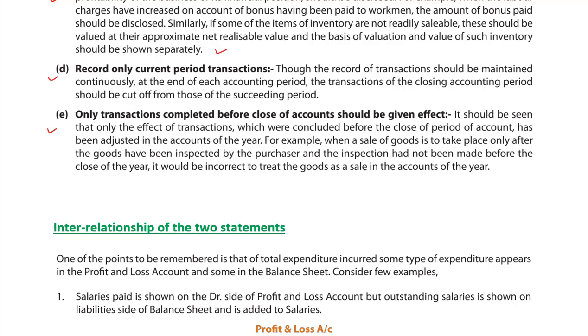For example, when a sale of goods takes place only after the goods have been inspected by the purchaser, and the inspection had not been made before the close of the year, it would be incorrect to treat the goods as a sale in the accounts of the year.